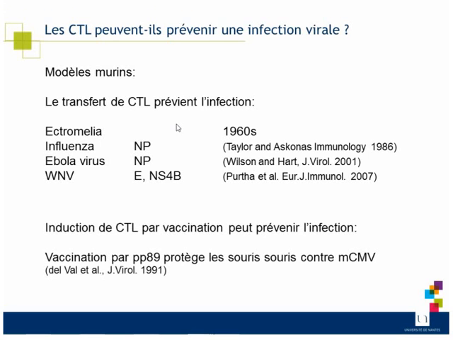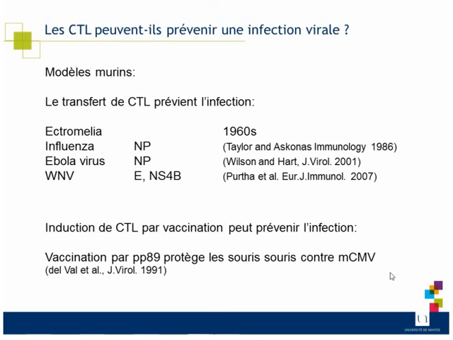And in mouse models as well, this also works by vaccination. So pp89, okay, it's an immediate early protein of a mouse cytomegalovirus. So if you vaccinate mice with this protein, they develop CTL. They don't develop a useful antibody response. And these mice are protected against an infection. So judging by these animal models, it seems like CTL can prevent primary infection.